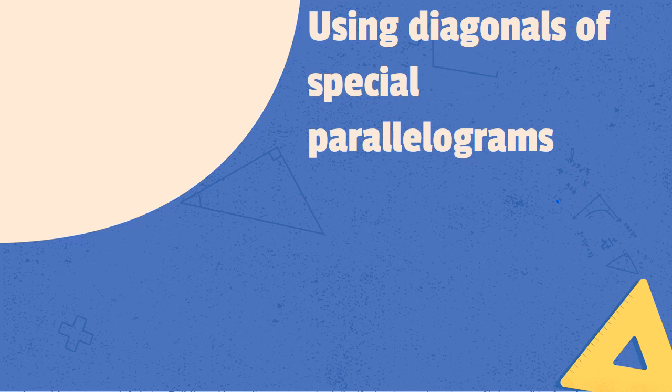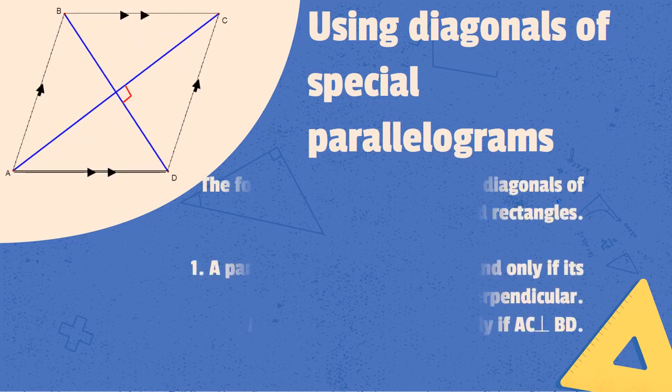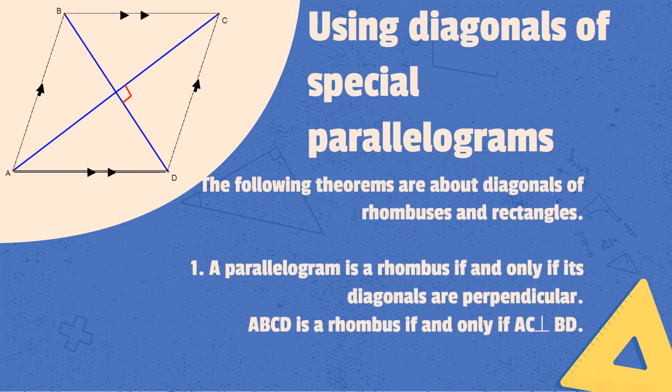Let's continue and let's see the diagonals in special parallelograms. And here we're going to have some theorems about diagonals of rhombuses and rectangles. So let's begin with the first theorem that we have about this. A parallelogram is a rhombus if and only if its diagonals are perpendicular. In this figure that we have over here, that is a quadrilateral ABCD, we can say the following: ABCD is a rhombus if and only if the diagonals AC and BD are perpendicular.